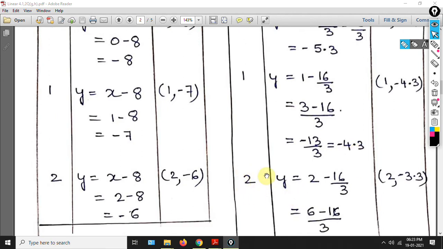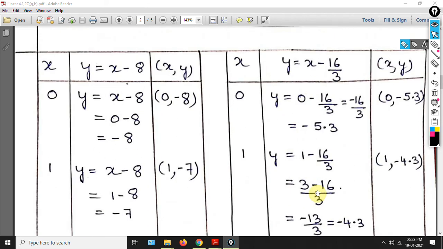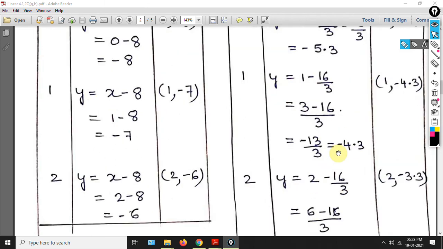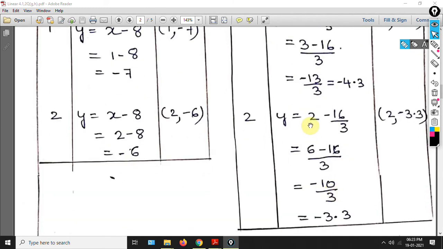Next I am taking the x value as 2. So y equal to, what is the equation? x minus 16 by 3. So y equal to x minus 16 by 3. What is the x value here? 2. So we take 2 minus 16 by 3. Here also, below the 2 nothing is there, which means it will be 1. So here we have to take the LCM. If the denominators are different, 1 in one denominator and 3 in the other, how will we take the LCM? We will cross multiply.